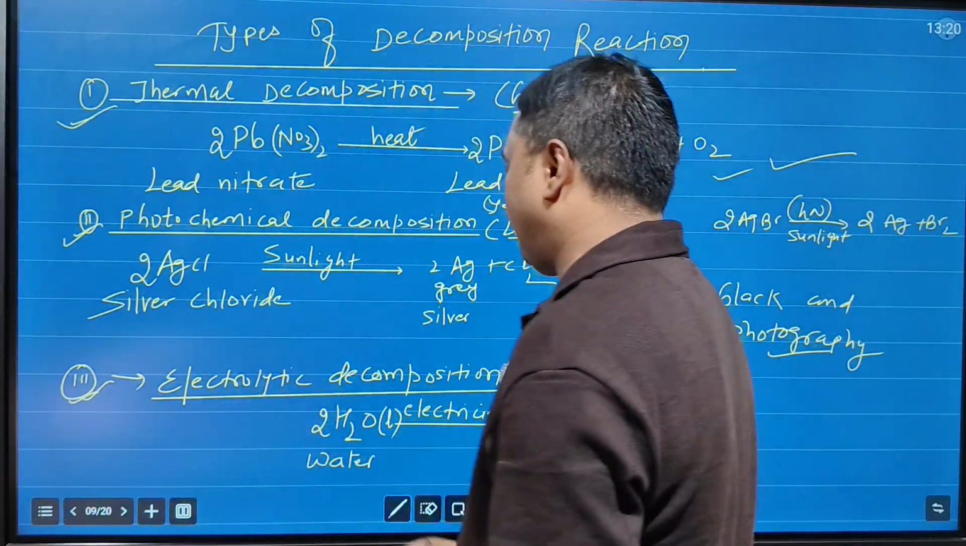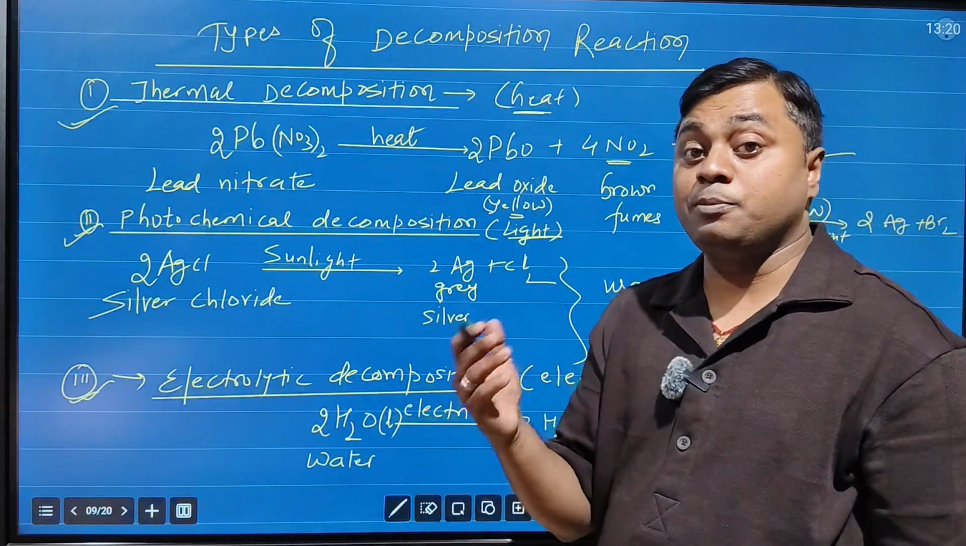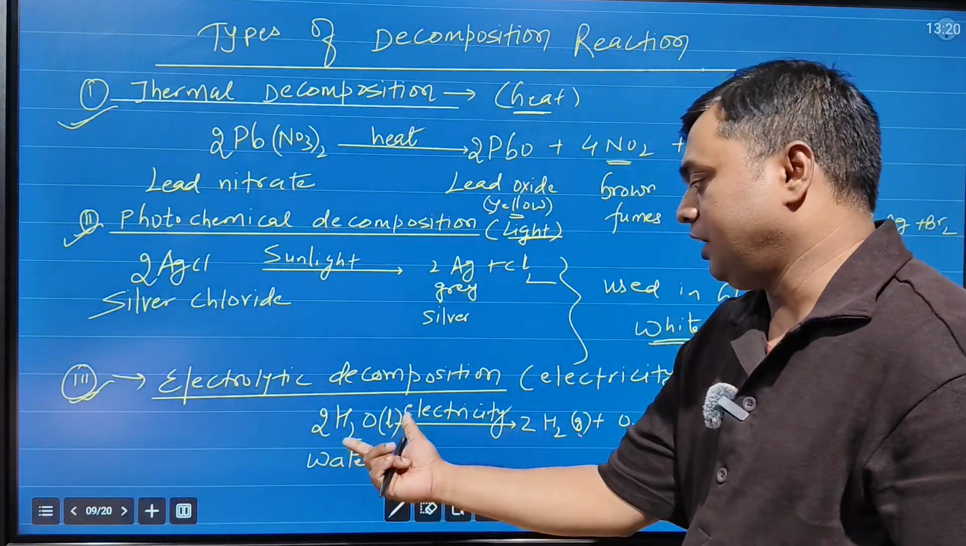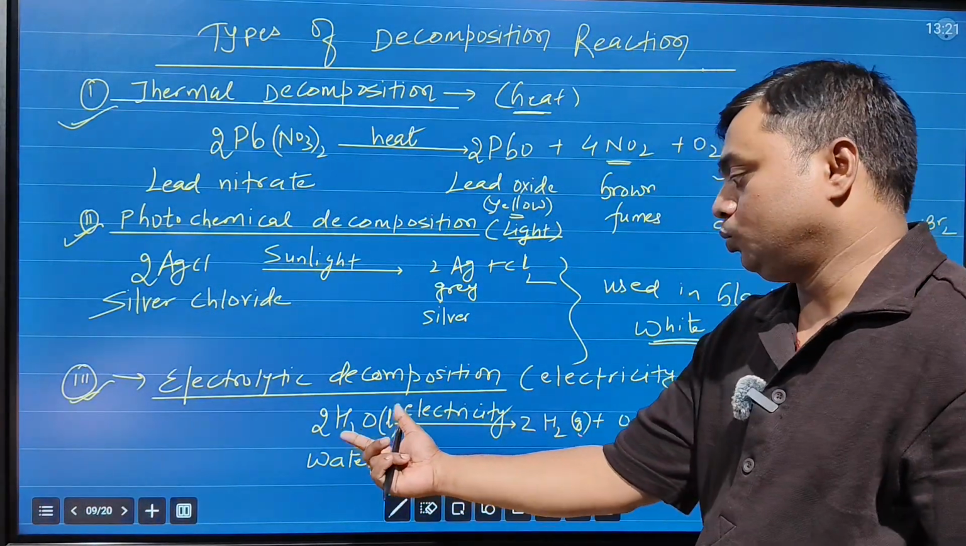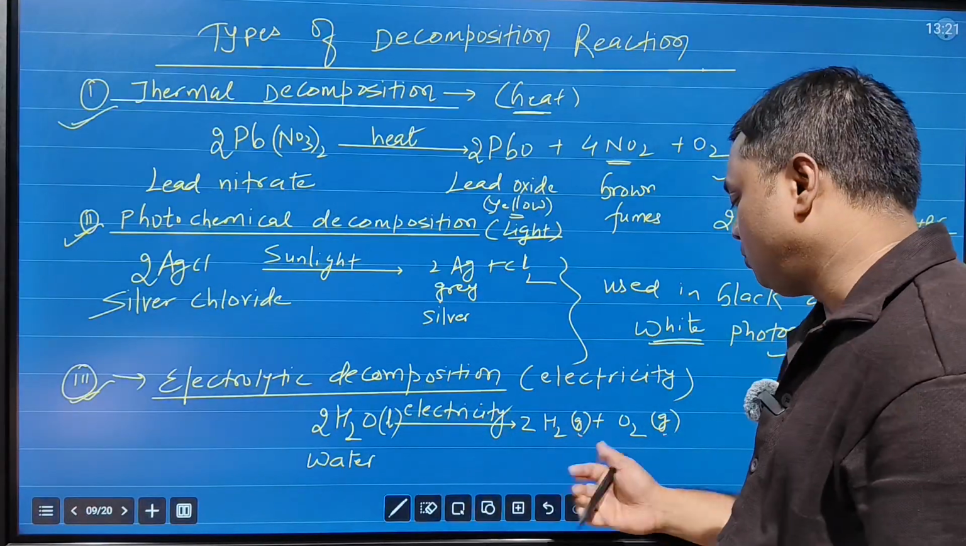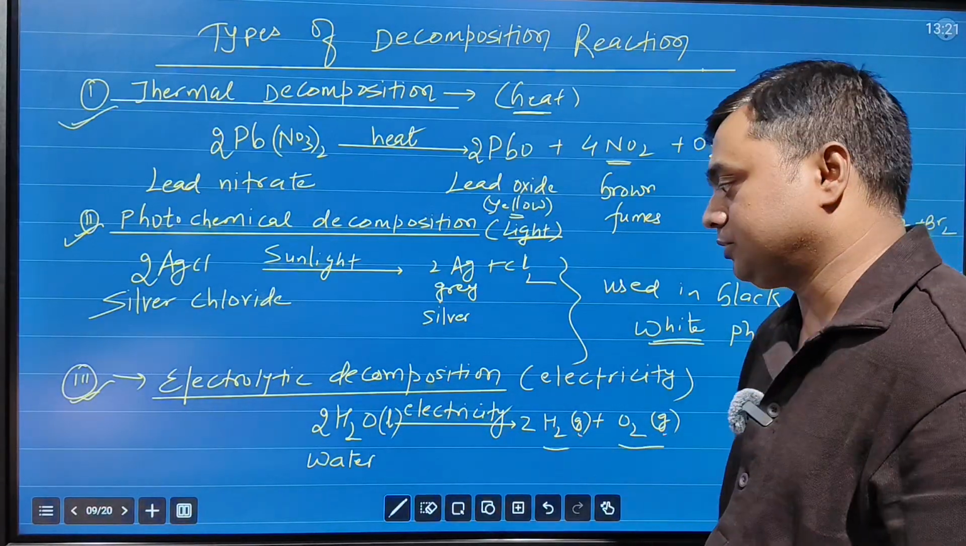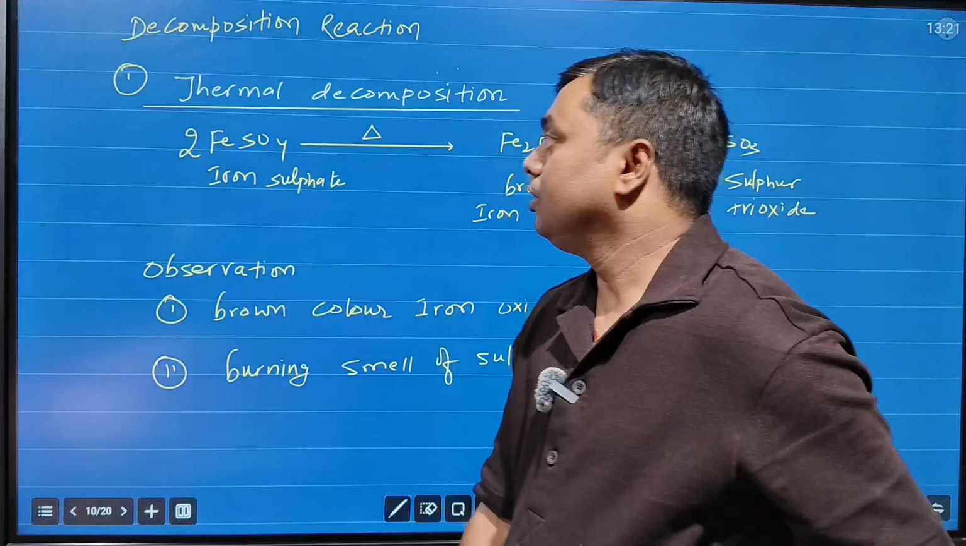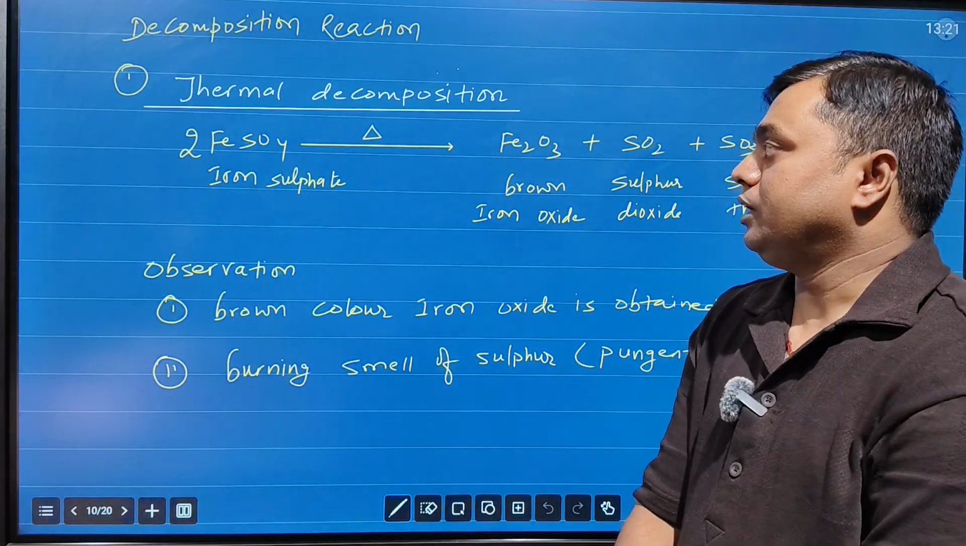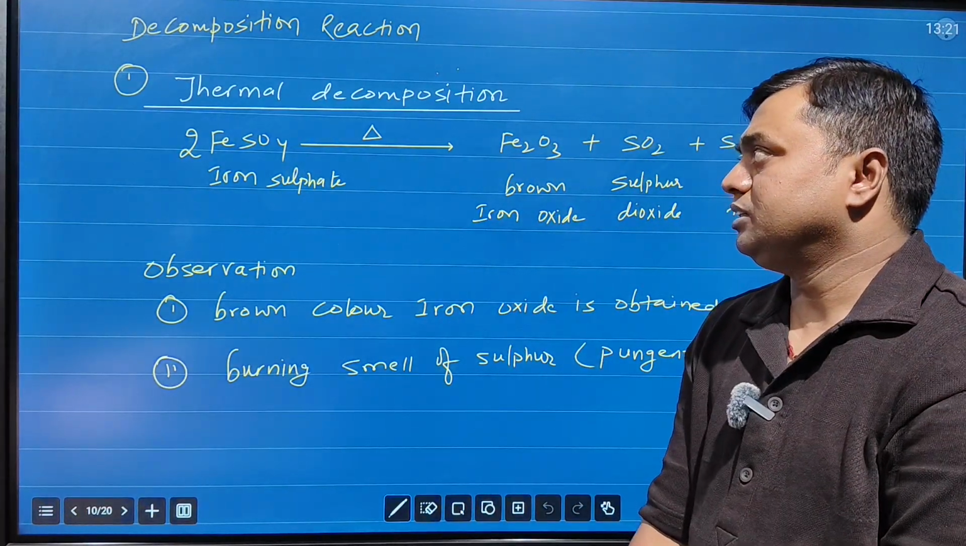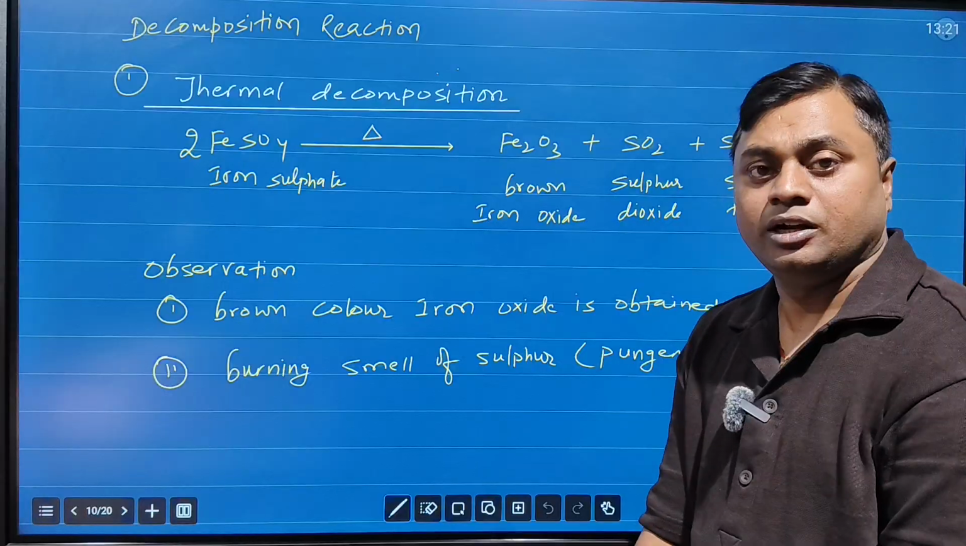Next we have electrolytic decomposition, which takes place with the help of electricity. Decomposition of water, 2H2O, when electricity is passed, it gives H2 gas and O2 gas. These questions are important, right?